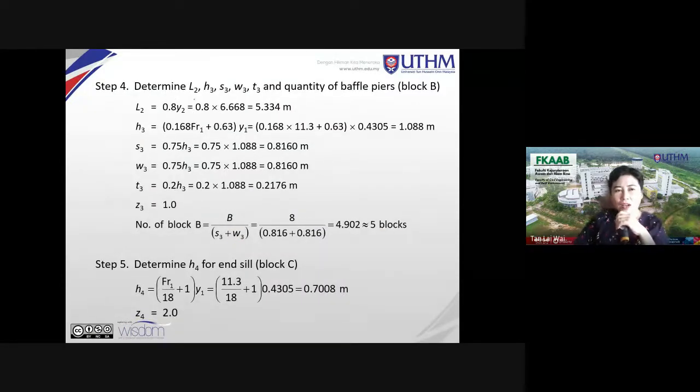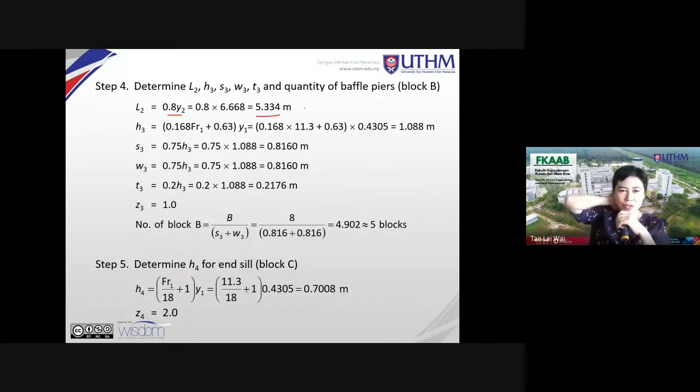Now determine L2. L2 should be shorter than your 18 meter, which is the distance between the tube blocks and buffer piers. The formula given is 0.8 y2. So you have 0.8 times 6.668. Therefore you have 5.334.